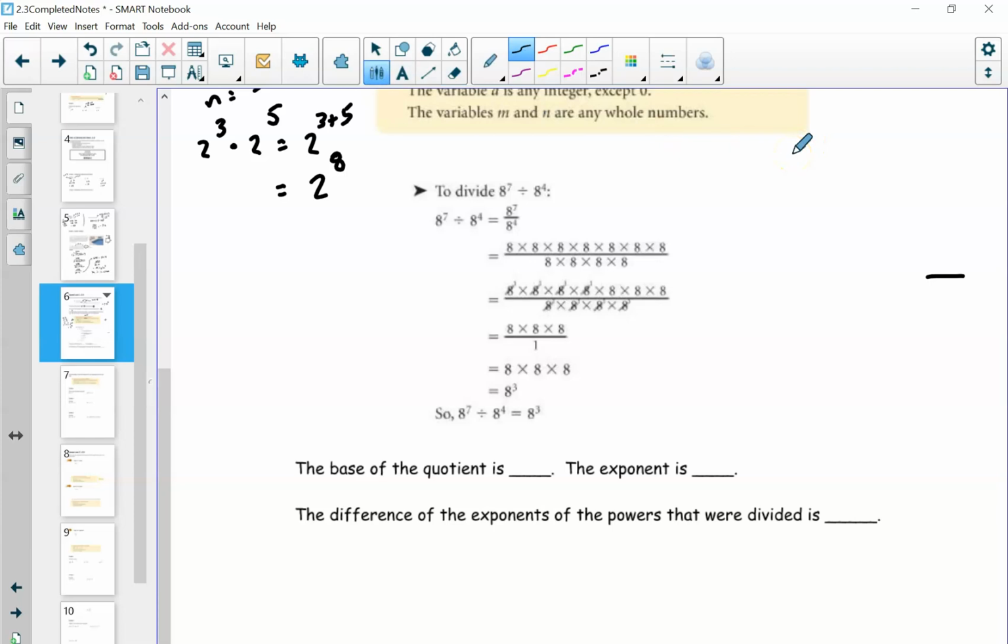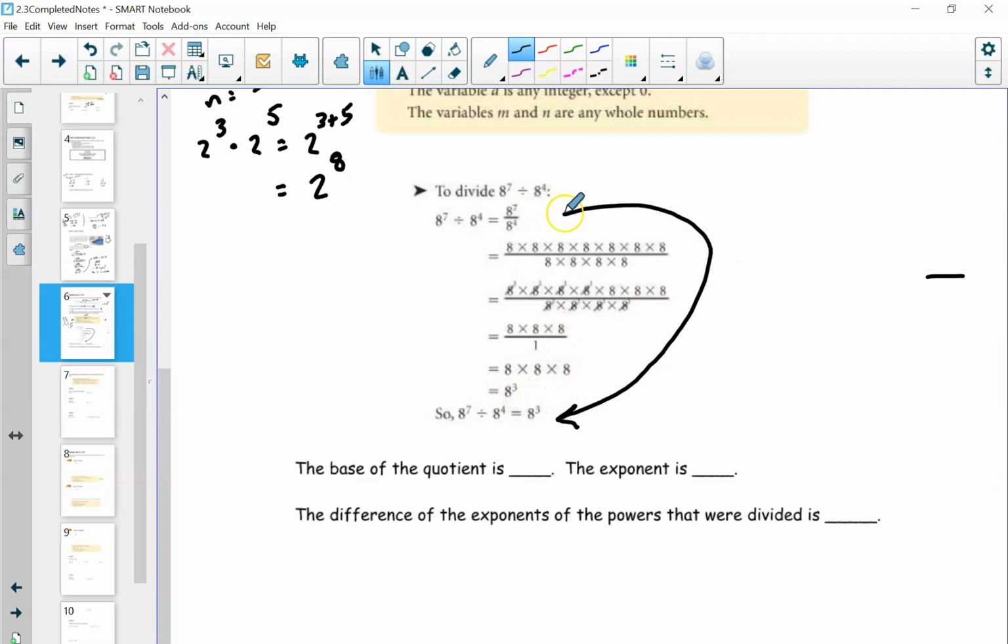So if we're going to divide 8 to the power of 7 by 8 to the power of 4, we can do all the math if we want, but instead of doing all this math, why don't we just skip the whole process and go from here to here in one step using subtraction? You can go through all this, and we know you can cancel from top to bottom and whatnot. You'll get the right answer.